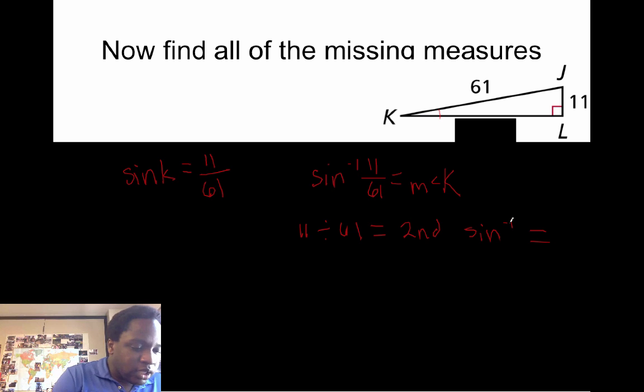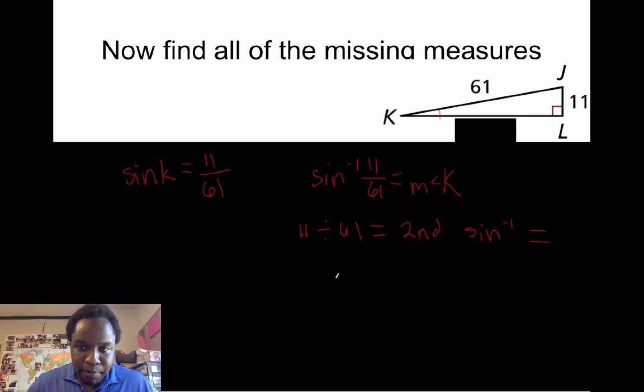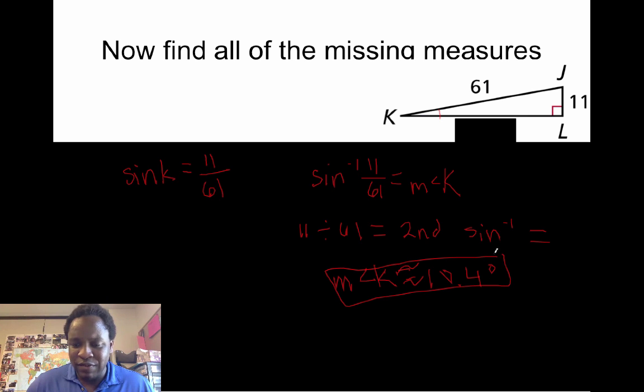And the answer you should get is that the measure of angle k is equal to approximately 10.4 degrees. Whoops. Try not to cross everything out. There we go. 10.4 degrees.